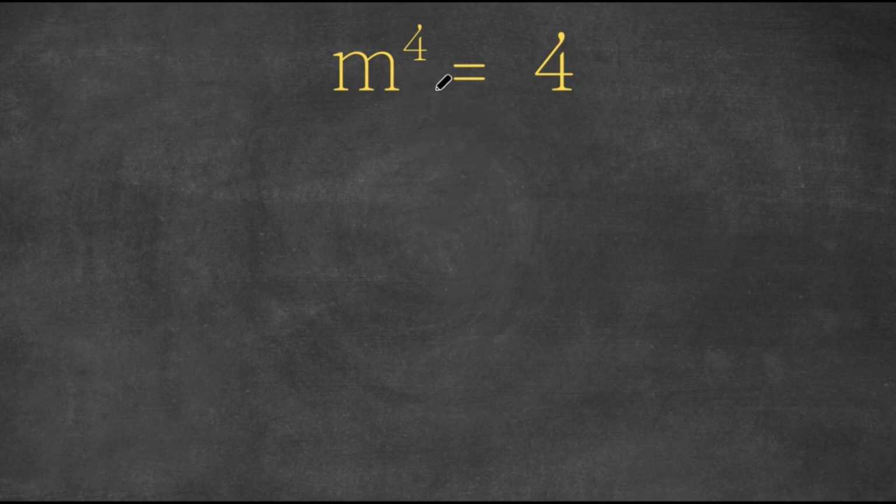In today's video, I'm going to be teaching you guys how to solve this exponential equation. So we have m to the power of 4 equals 4. So what I'm first going to do is subtract 4 on both sides. So now we have m to the power of 4 minus 4 equals 0.